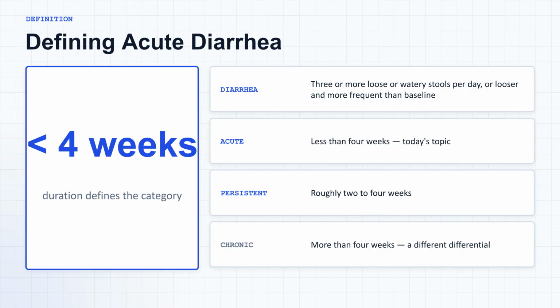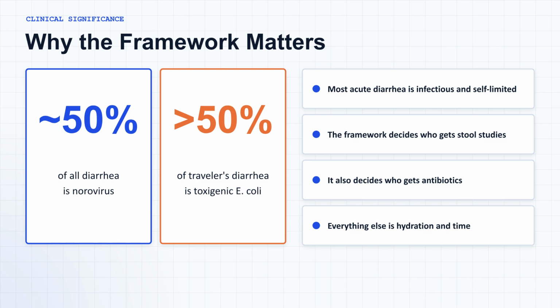Marcus is on day 4. So we are squarely in acute territory. Why does that line matter? Because past 4 weeks the differential shifts toward malabsorption, inflammatory bowel disease, and secretory causes. Why build a framework at all? Because most acute diarrhea is infectious and most of it is self-limited.